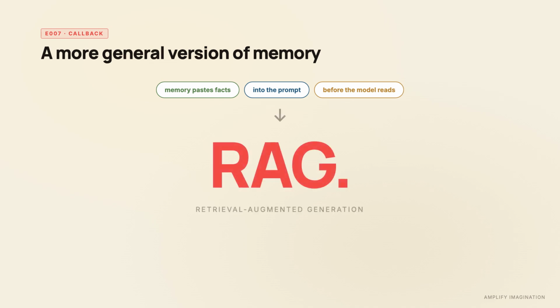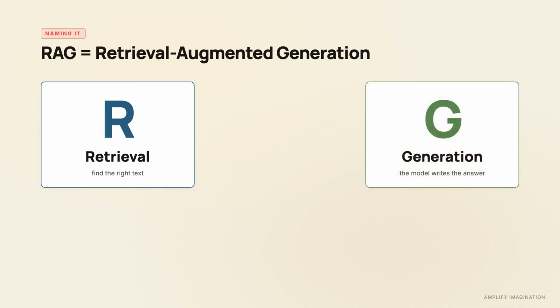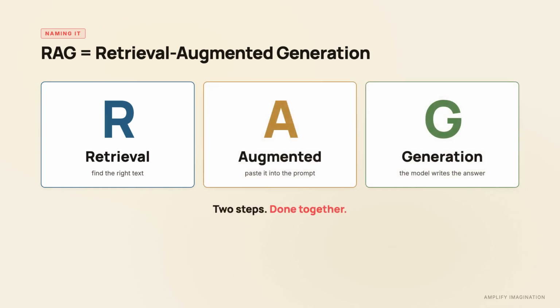Last episode, we said memory features paste facts about you into the context window. There's a more general version of this pattern, one that lets the model retrieve real information instead of relying only on what it was trained on. It's called RAG. RAG stands for Retrieval-Augmented Generation. The name is precise. There's a retrieval step, then there's a generation step. RAG just means doing them together.